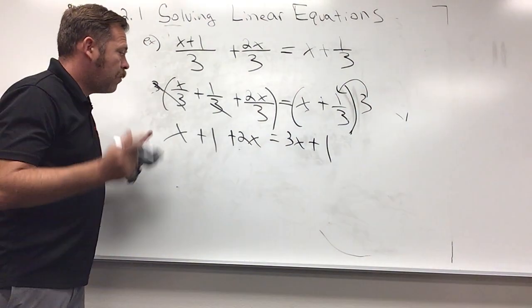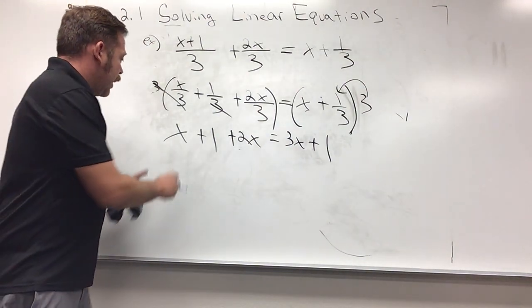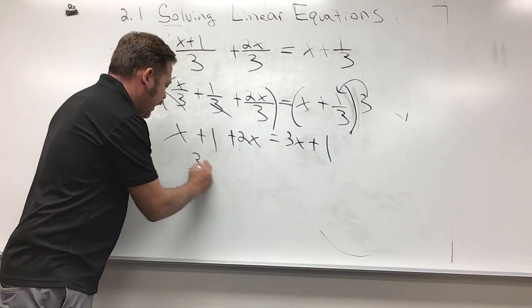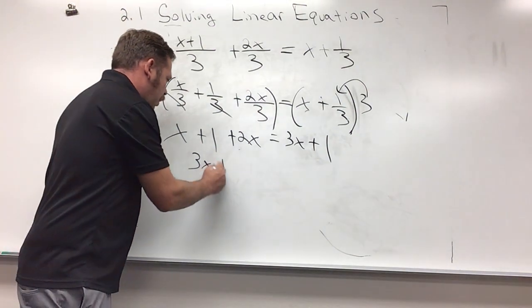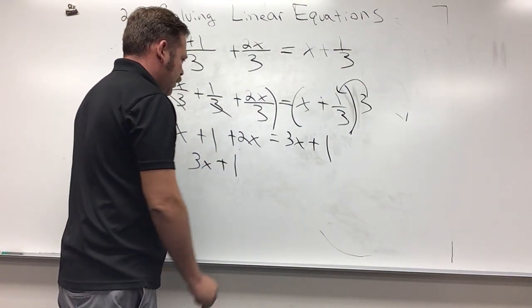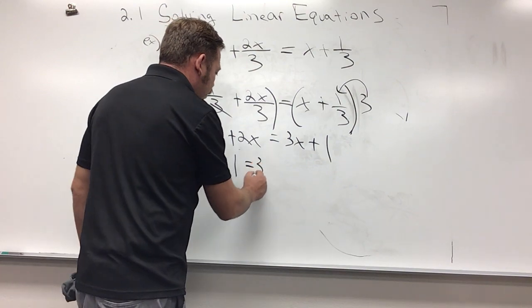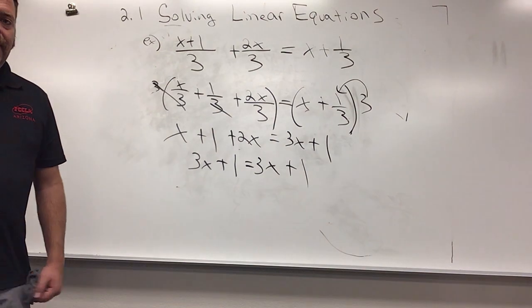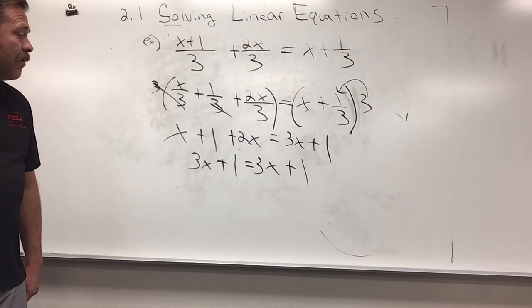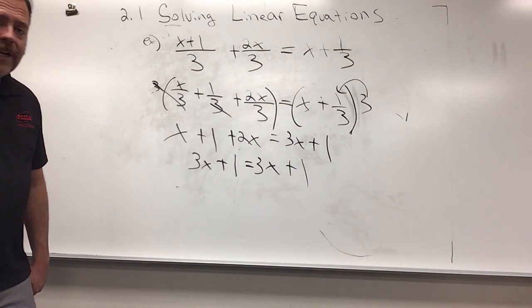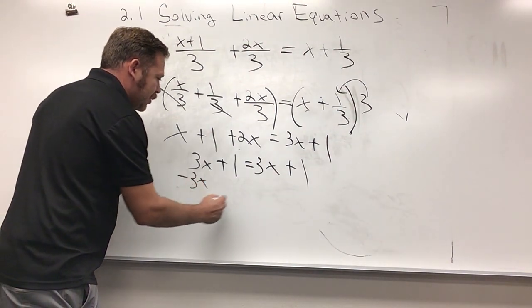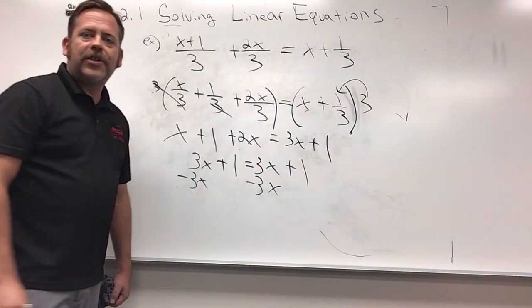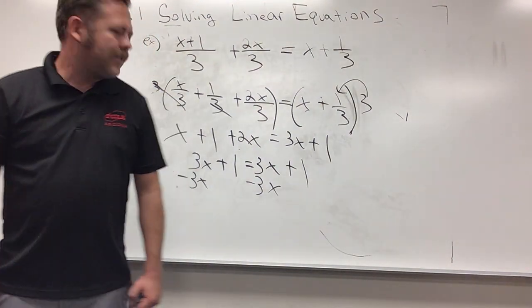Now, combine like terms on each side. X plus 2x is 3x plus 1 equals 3x plus 1. And now we're going to move all variables to one side. Subtract 3x, subtract 3x, and I'm left, oh no, all the x's went away.